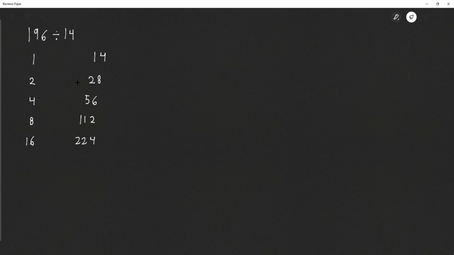So the process with this is we're going to try to find our numbers in our doubled section, so out of this section right here, that add up to 196. So with 196, we know for sure that it's not going to be 224. So we're going to start off with 112, since it's the largest number we have. And now we want to add 56 and 28, which will give us our 196.